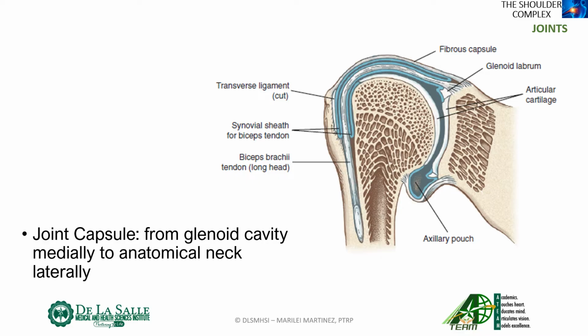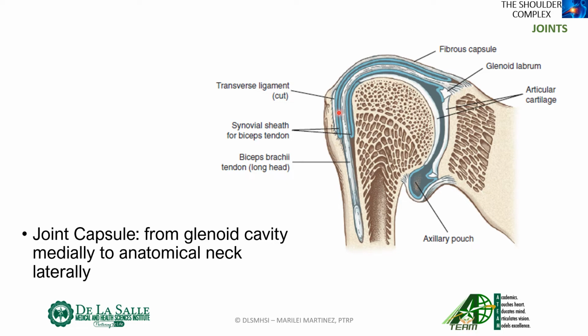For the periarticular connective tissues and supporting structures of the glenohumeral joint, let's start first with the joint capsule or the fibrous capsule of the glenohumeral joint. So the GH joint is surrounded by a fibrous capsule that isolates the joint cavity from most of its surrounding tissues. So the capsule attaches from the rim of the glenoid fossa medially and extends to the level of the anatomical neck laterally. So this is your anatomical neck, right?